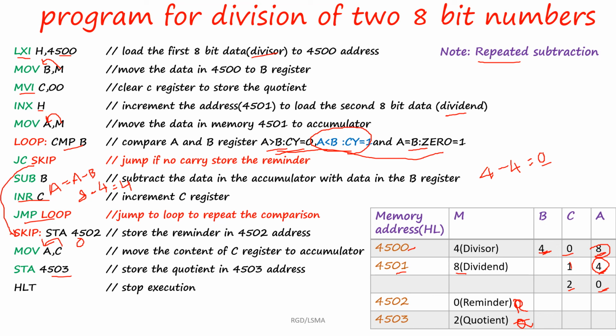So every time we need to do a repeated subtraction process so that you can carry out your division process of 2 8-bit numbers in 8085 microprocessor.